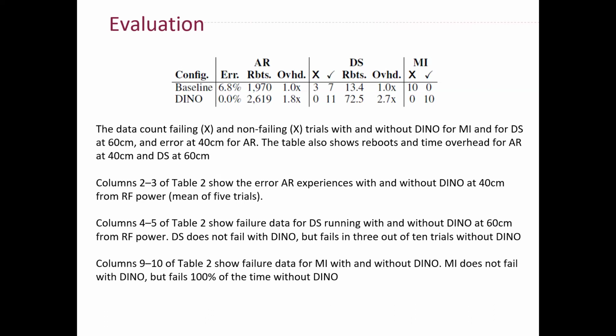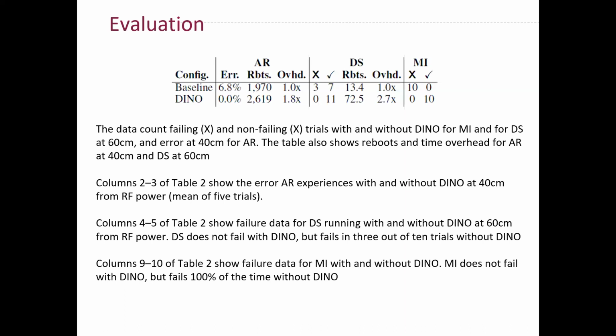The second column of table 2 shows the error AR experiences with and without DINO at 40 centimeters from the RF power. And so AR sees no error with DINO, but it suffers nearly 7% error without DINO. Column 2 and column 3 just give you the number of reboots and then the overhead. Essentially, DINO has a higher overhead because we are checkpointing and data versioning, but that promises a 0% error.